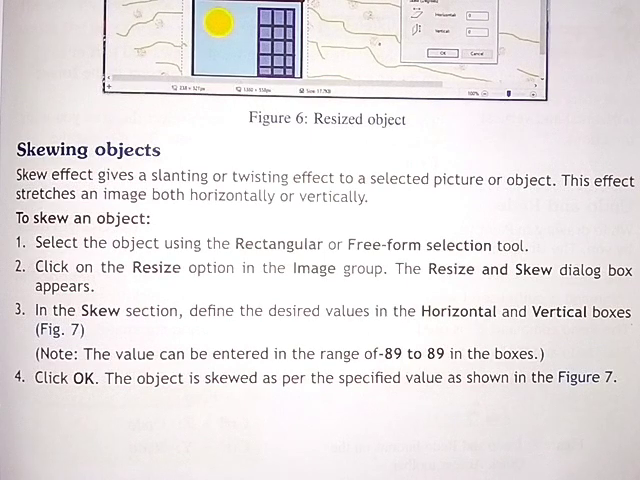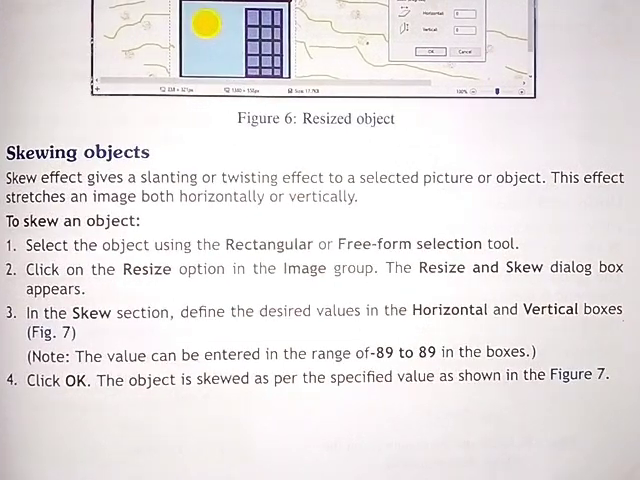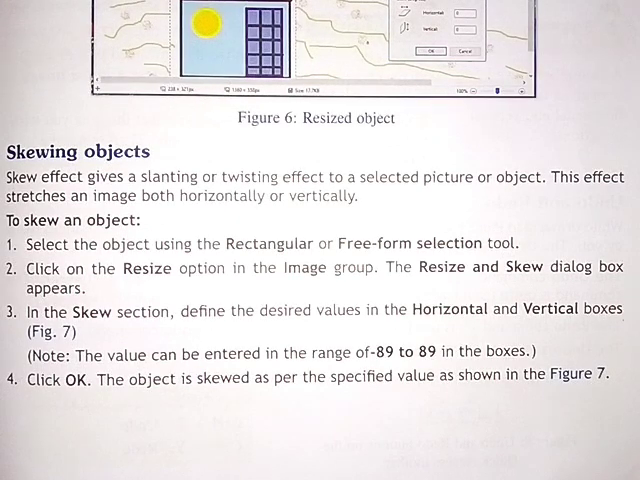Skewing objects. Skew effect gives a slanting or twisting effect to a selected picture or object. This effect stretches an image both horizontally or vertically. To skew an object, first, select the object using the rectangular or free-form selection tool. Second, click on the Resize option in the Image group. The Resize and Skew dialog box appears.